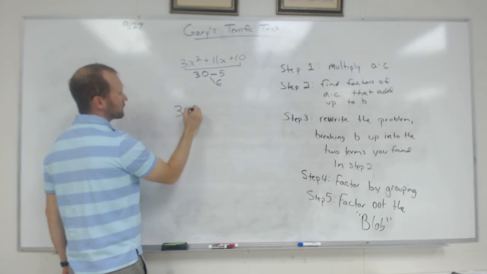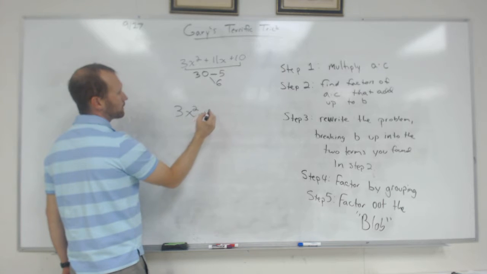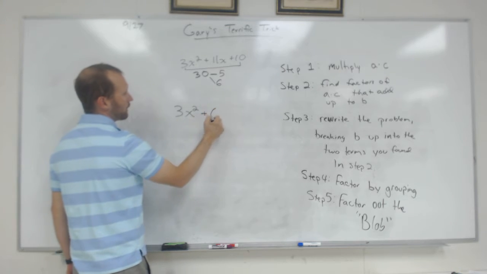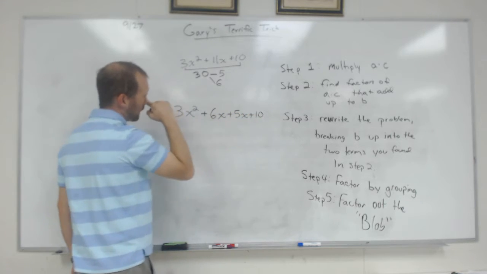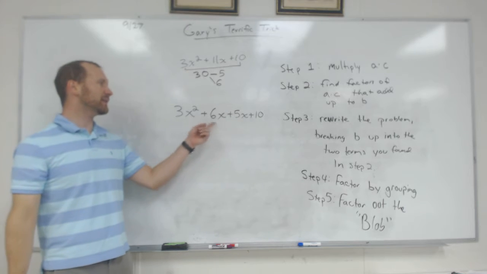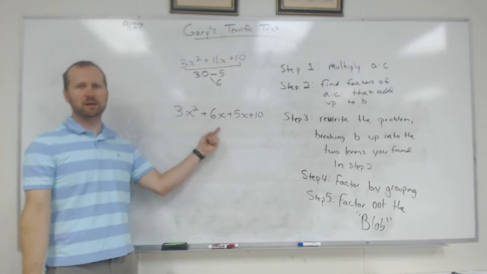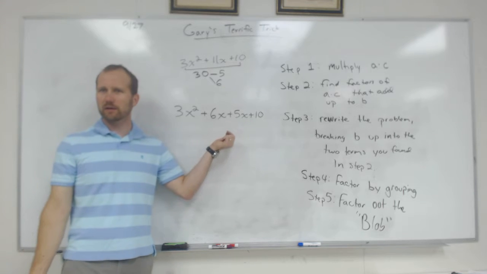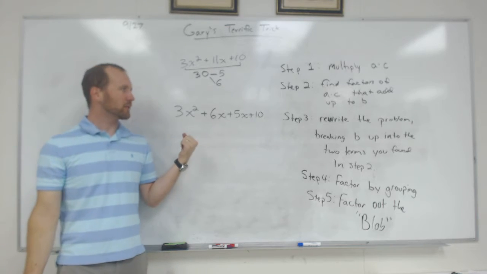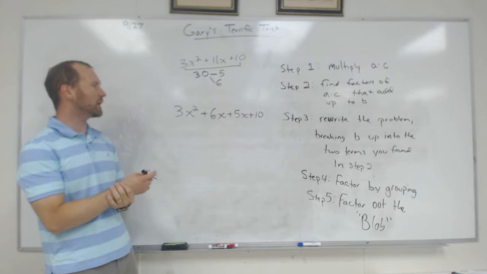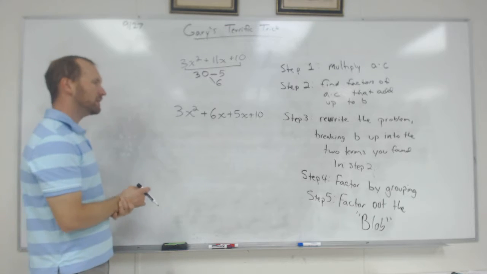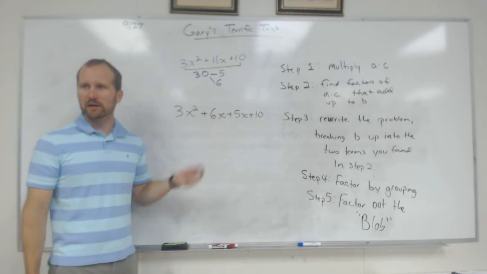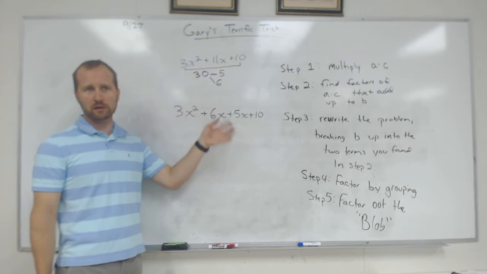3x squared doesn't change. The 11x does change. What am I going to write instead? 6x and 5x. Yeah, I'm going to do it this way. It doesn't actually matter, and the 10 stays the same. The reason I did it this way is I just see that 3 and 6 have something in common and 5 and 10 have something in common. And I like being able to pull it out. It doesn't matter. If I didn't do it that way, I would still end up with the same thing in the end. It's just personal preference, really. It's like whether you want to pull the thing out or whether you want to leave it behind.